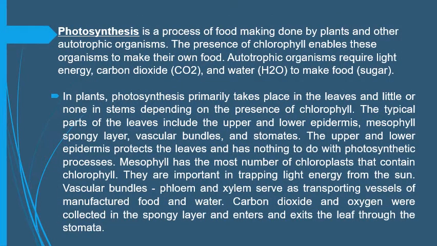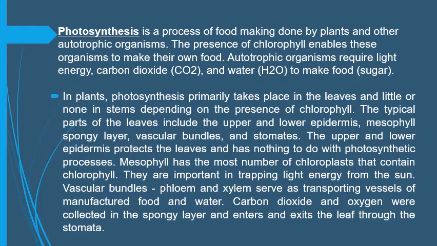Photosynthesis is a process of food making done by plants and other autotrophic organisms. The presence of chlorophyll enables this. Autotrophic organisms require light energy, carbon dioxide, and water to make food. Photosynthesis primarily takes place in the leaves and little or none in the stems, depending on the presence of chlorophyll. The typical parts of the leaves include the upper and lower epidermis, mesophyll spongy layer, vascular bundles, and stomata. The upper and lower epidermis protects the leaves and has nothing to do with photosynthetic processes.